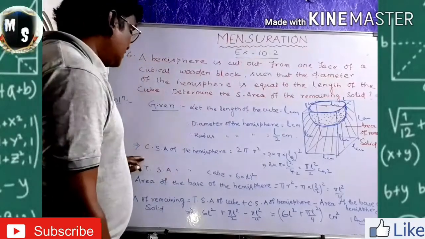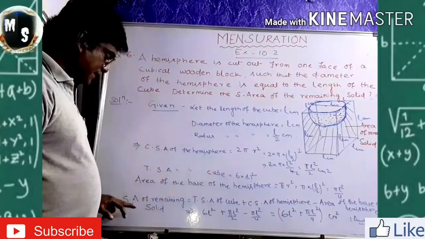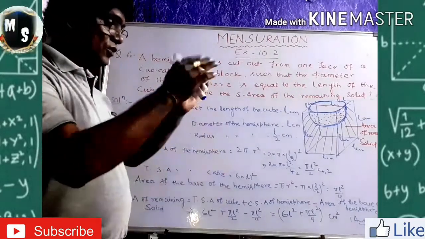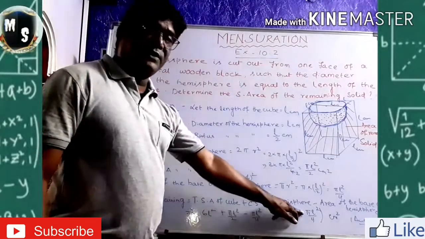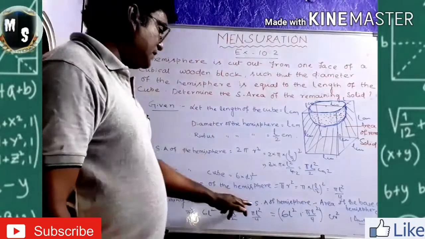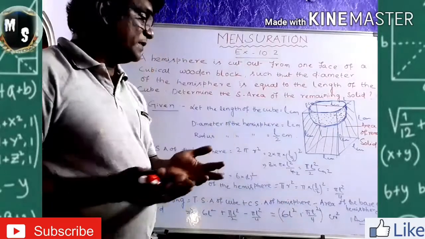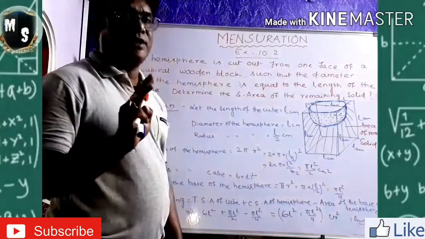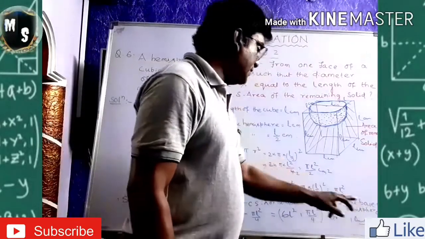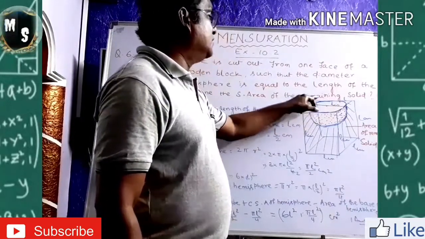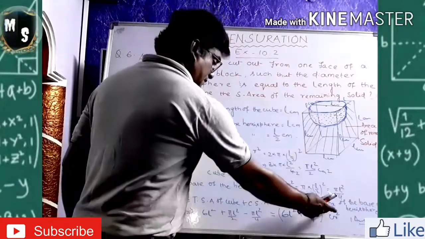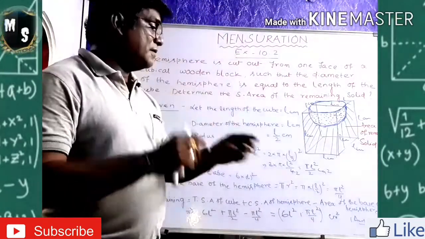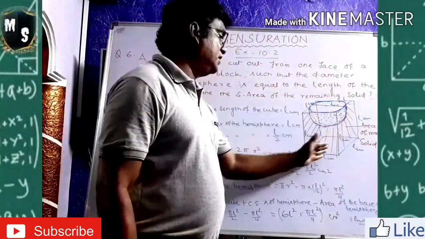Now we have to find the CSA of a hemisphere. Why? The formula is saying, see, the surface area of the remaining solid is the TSA of the cube, whole total TSA, plus the CSA of the hemisphere, curved surface area of the hemisphere, minus the area of the base of the hemisphere. These three things you have to calculate. What is the base of the hemisphere? It is a circle, so it is pi r square. That should be minus, and the other should be plus. The TSA of the cube plus the CSA of the hemisphere minus the base area is the remaining part.